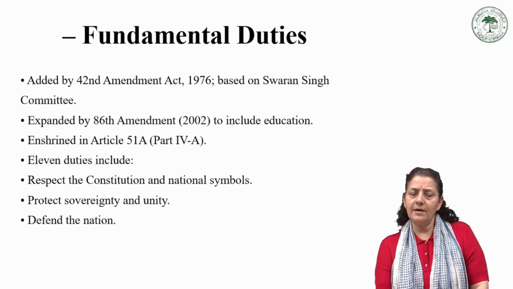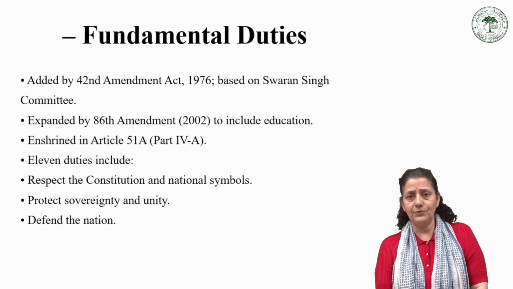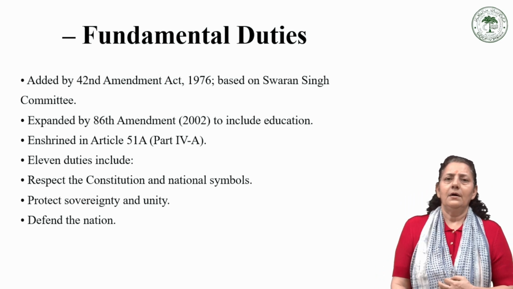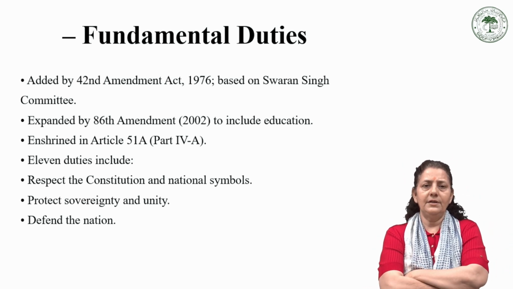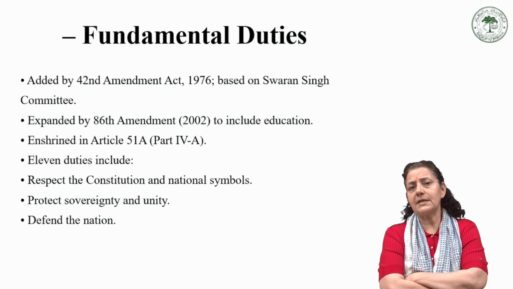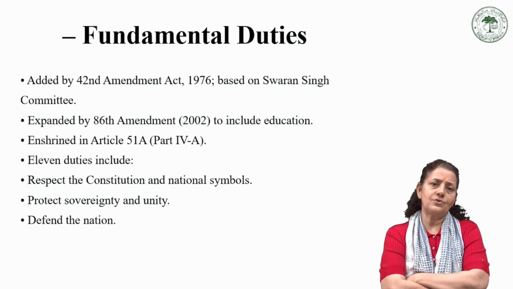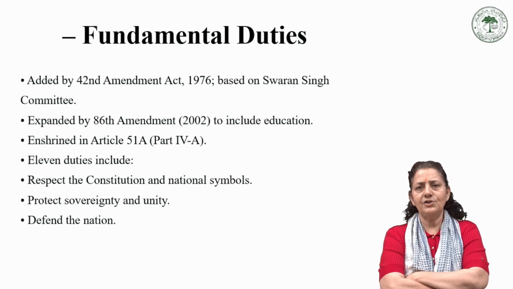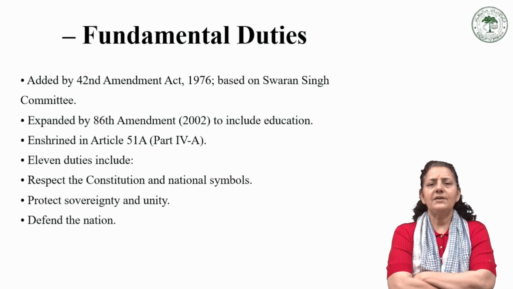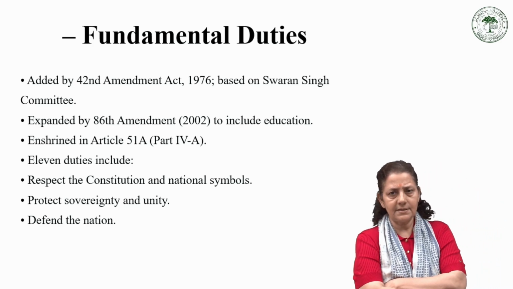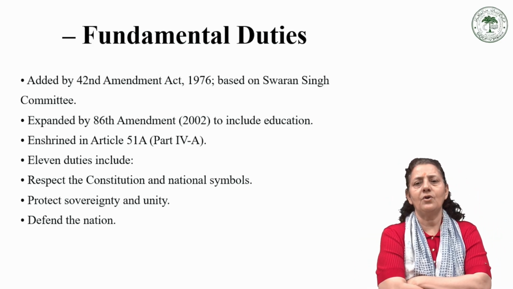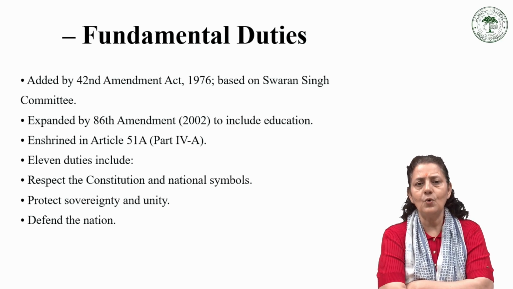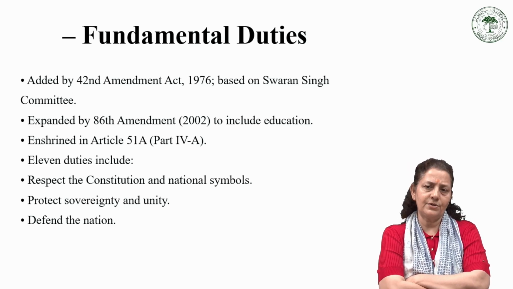Fundamental rights are incomplete unless we associate them with duties. As discussed earlier, rights and duties are the two sides of the same coin, and therefore, our chapter on fundamental rights is incomplete without a reference to equivalent fundamental duties. Fundamental duties, though were not in the initial constitution, they were added by the 42nd Amendment in 1976 based on the recommendations of the Swaran Singh Committee. Later, the 86th Amendment in 2002 added one more duty related to education.